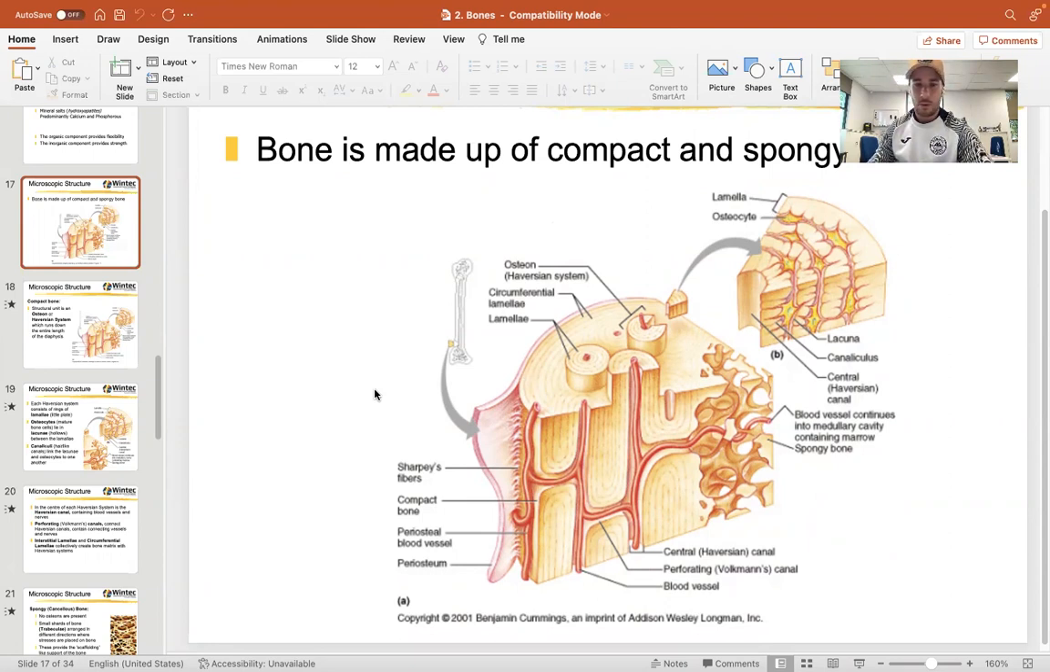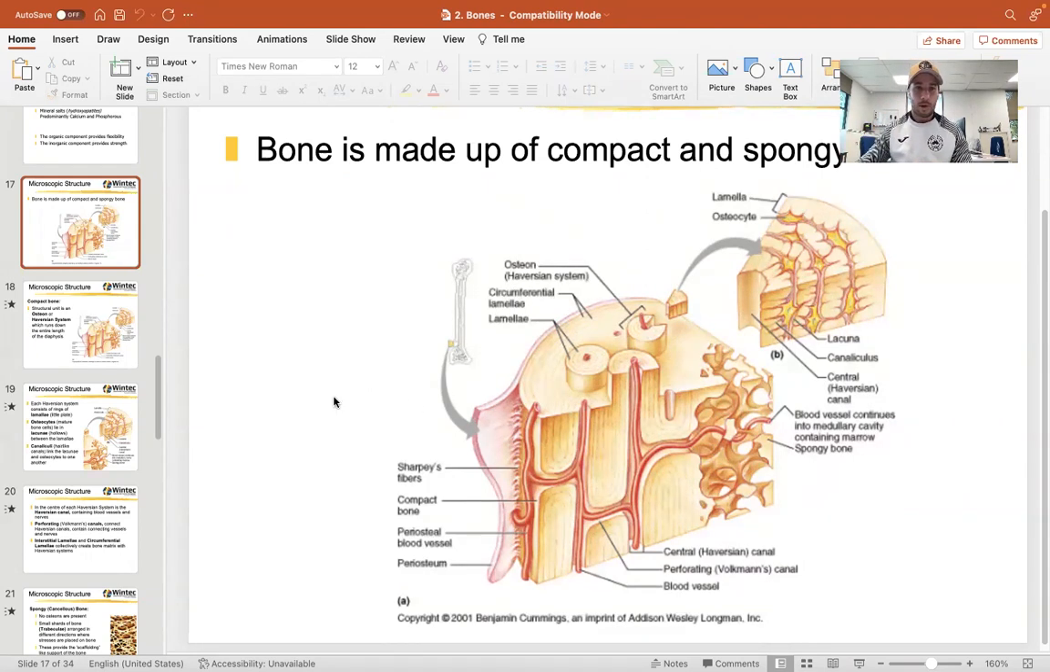Okay, so this is what we talked about yesterday. And you can see here we have these osteons, right? So these osteons, or Haversian systems, what they do is they are like the pillars. Okay, so those are the pillars that I'm talking about.